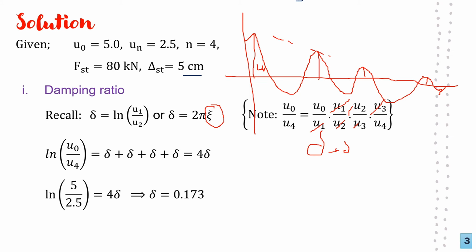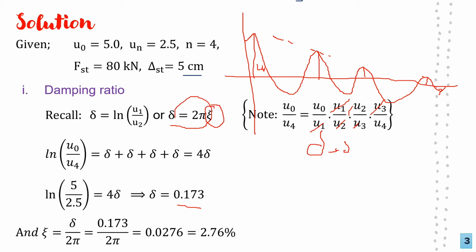So in short, we can now factor in our values, the amplitude at the first cycle and the amplitude at the fourth cycle. You're going to get the logarithmic decrement as 0.173. And now once you have this, you can use the second formula here, and you are going to obtain the damping ratio as 2.76. So based on the data that you are given, you should be able to know the best approach or formula to use. The first and most direct is not always the most convenient or suitable for solving the problem. It's based on what information you have in your question.